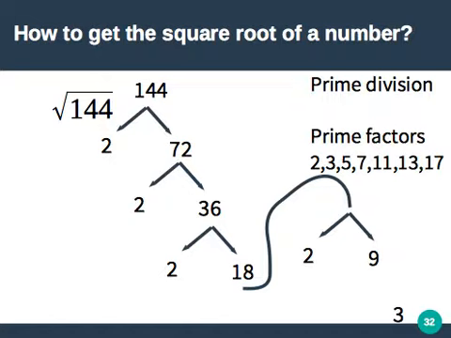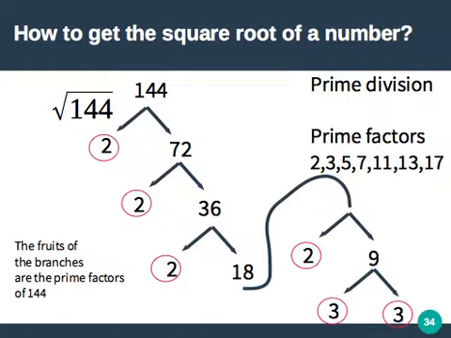Now the 9, is it divisible by 2? Nope, not anymore. So I'm going to be dividing by 3 now. And that's what we have right there. 9 is divisible by 3, and you get another 3. Now all of these numbers that you got in the end of our prime division tree, imagine they're like fruits. All the fruits of this tree are going to be the prime factors of 144.